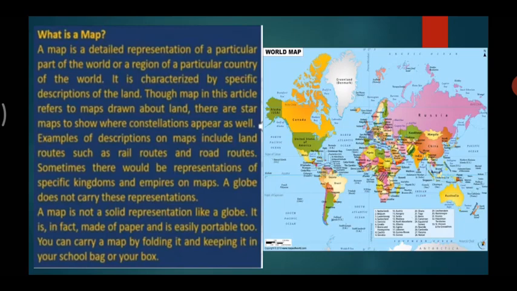Now there are some maps where rail routes are shown, road routes are shown, and then you can search in that map. You have seen GPS. So it is an example of a map. Sometimes there would be representations of specific kingdoms and empires on maps, specific kingdoms of the rulers, right? That is also mentioned in the map. A globe does not carry these representations.